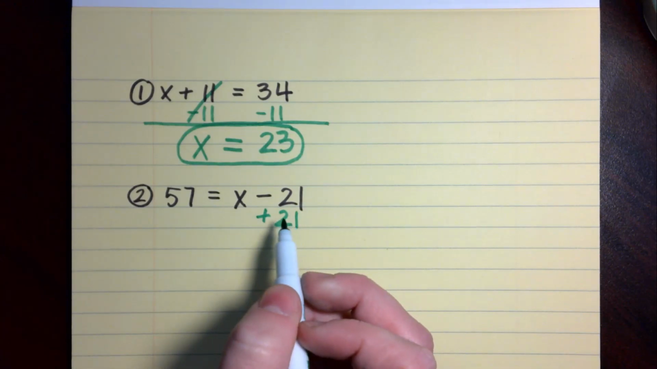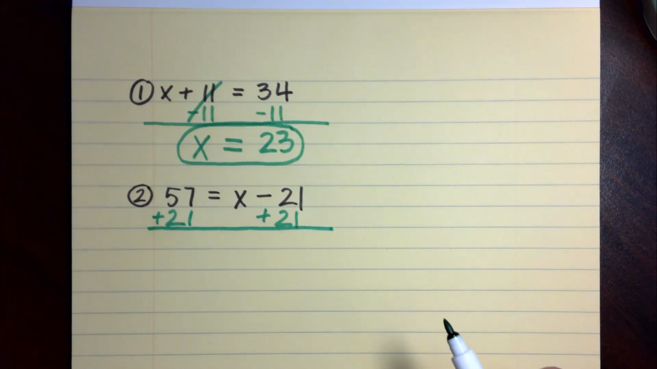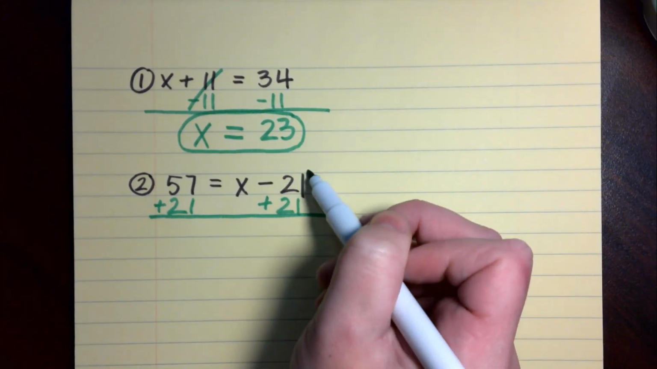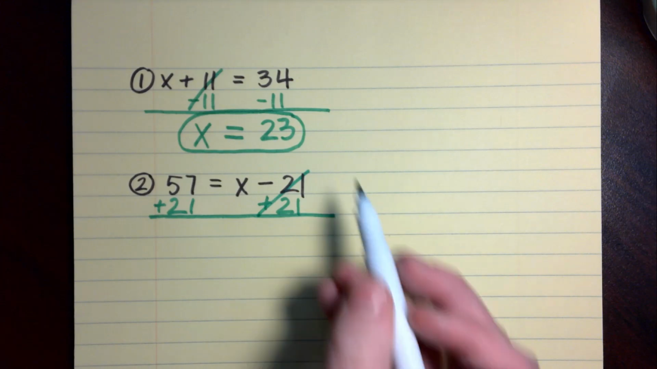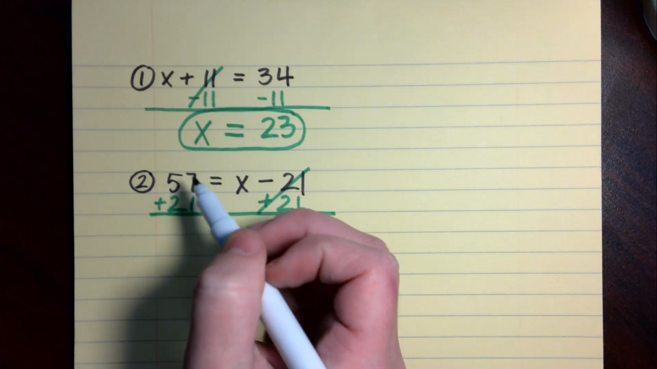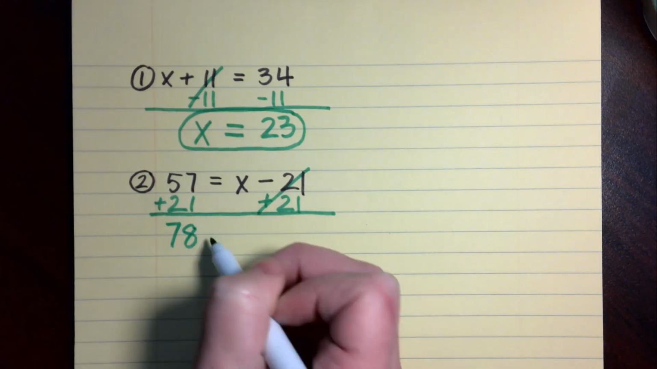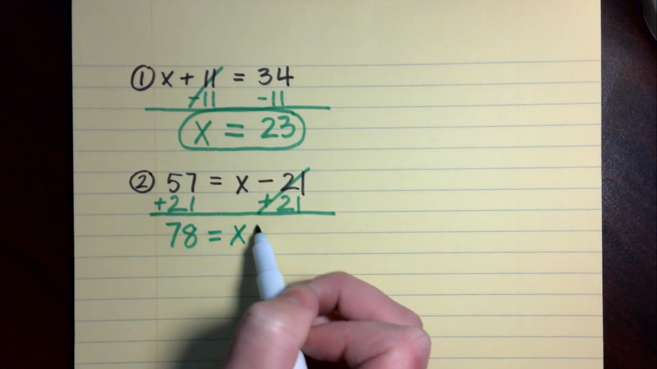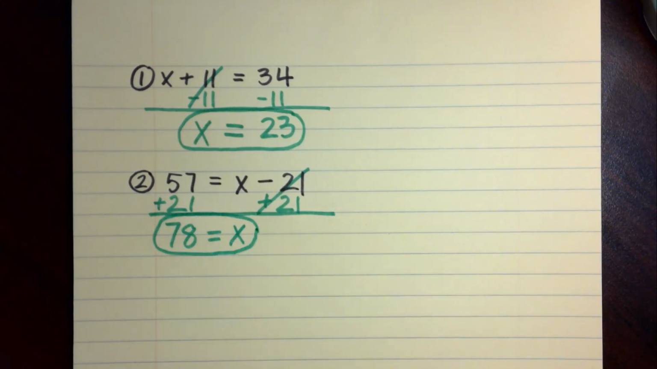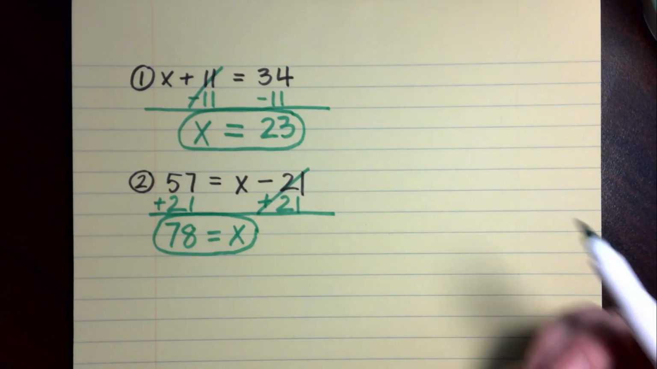And whatever I do to one side, I've got to do it to the other. Okay, what happens now? Yes, my 21s cancel out. Then what? Add 21 to 57. Absolutely. What is 57 plus 21? 78 equals x. Very, very good, guys. Anybody get something different? I got 36. It sounds like you might have subtracted. I think I did. That's all right. It's a common mistake.